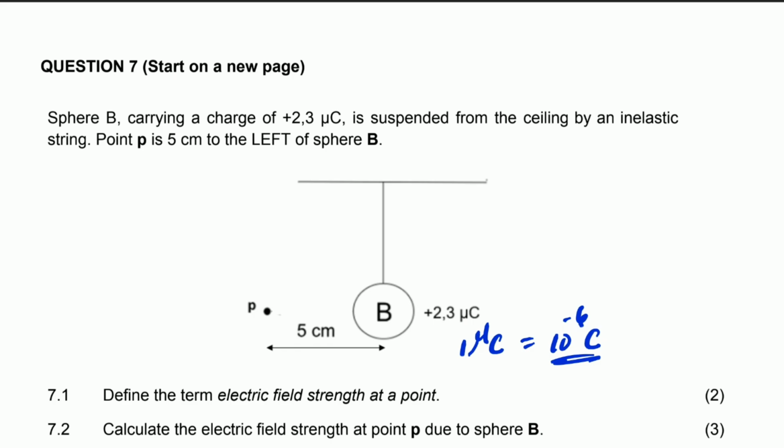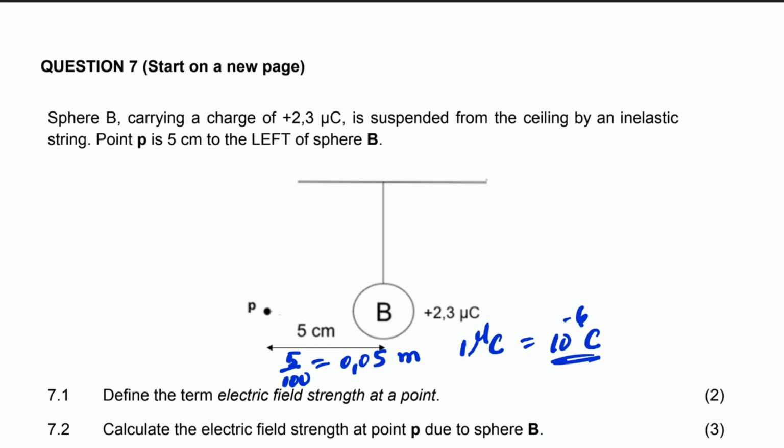Also, you cannot work in centimeters, so you have to convert from centimeters to meters. You have to divide by 100. So this one is 5 divided by 100. I just write it in case somebody doesn't remember later on. So this one is 0,05 meters. We're working in meters and in coulombs, not microcoulombs.